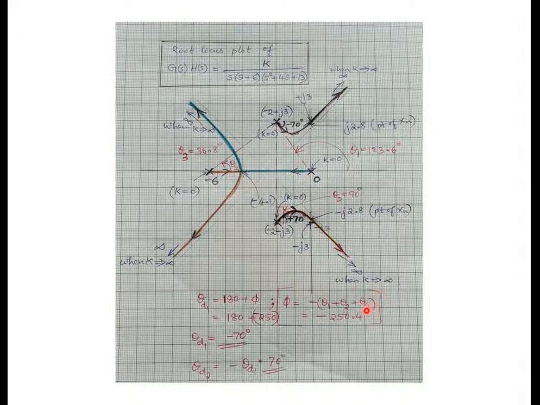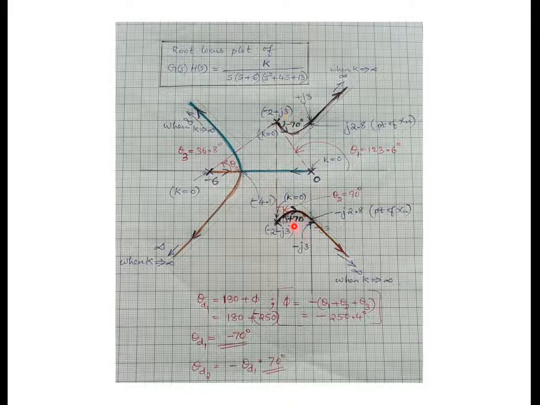And this 250.4 we will just round as 250 itself, no need for the decimal, because we are going to take 180 plus phi, where phi is minus 250. So you will have minus 70 degrees. So theta d1 is minus 70 degrees. With some small manipulation or rounding, it may end with 71 also. It doesn't matter, you can take 70. In the textbook it is given as 70 itself. So 70 degrees is the angle of departure for this pole minus 2 plus j3.